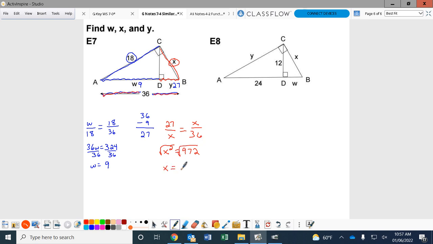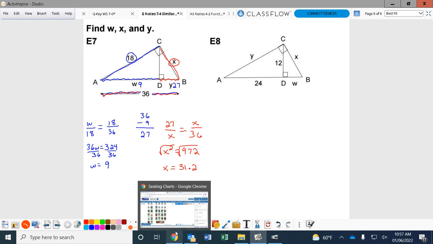Is it a perfect square? No. Okay, what's a decimal? 31.1. Wait, no, it would be 31.2. Does it round it up? What's after the 1? 7, yeah, it does go up to 2. Good. 31.2. Good.